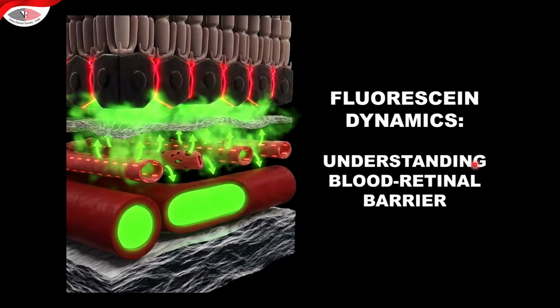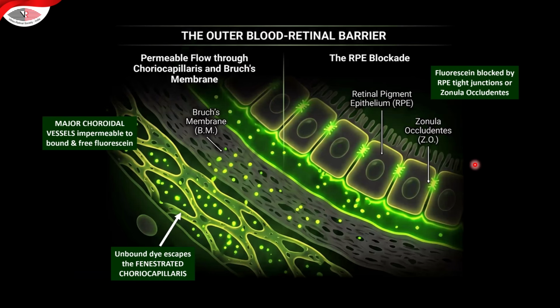So let's understand the fluorescein dynamics, and before that, go on to the blood-retinal barrier, because the protein binding property of this dye would explain how it leaks in some ways and shows us some of the manifestations. So what is the outer blood-retinal barrier that you see here? Basically, there's an outer barrier and an inner retinal barrier.